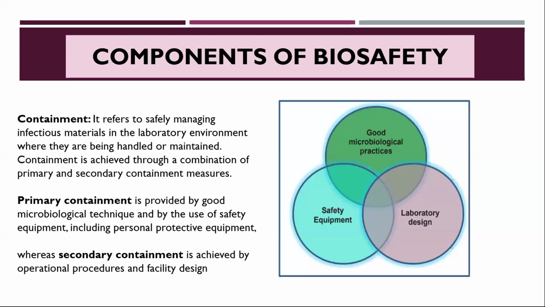So what is containment, and it is of two types, primary and secondary. What is primary? By good microbiological technique and use of safety equipment like personal protective equipment. And in secondary, we have to follow good operational procedures and there should be a good facility design.